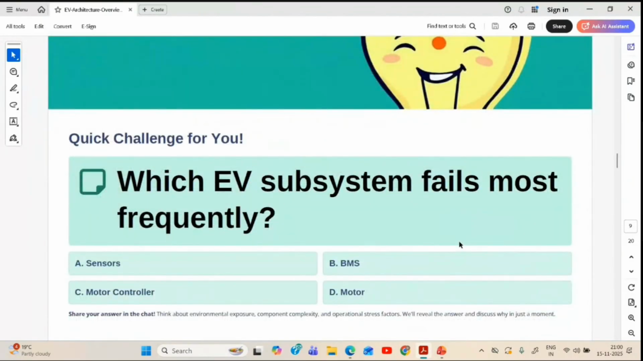Now, one question is there. Can everyone see this question? I'm giving you 30 seconds, and write your answer in the chat box. Which EV subsystem fails most frequently? Whatever answer you have, you can put that in the chat box. Everyone, this is visible, right?